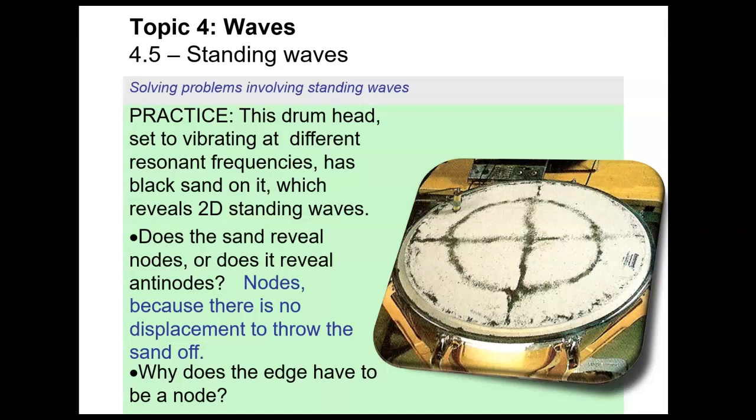Why does the edge have to be a node? Because of boundary conditions. The edge of a drum is like tied down. That's how a drum head works. And so the drum head cannot vibrate at the edge, therefore you have the boundary condition that the edge has to be a node. And if you ever study physics or engineering at a higher level, then you actually do learn how the mathematics behind all of that works. It is an interesting thing, and again, it all comes down to understanding the boundary conditions.